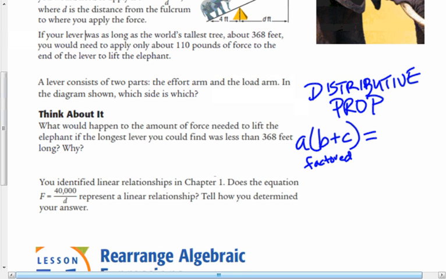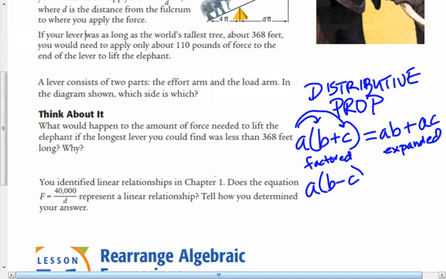And to put it in expanded form, we're going to multiply A times B and also multiply A times C. And this is called expanded form. You can also do that with subtraction. A times the quantity B minus C equals A times B minus A times C.